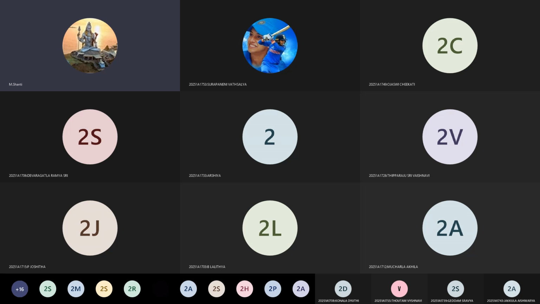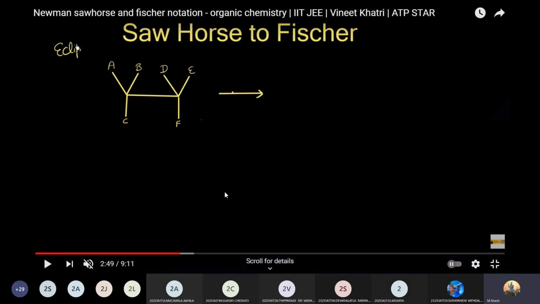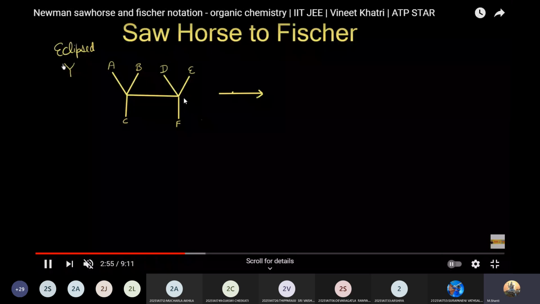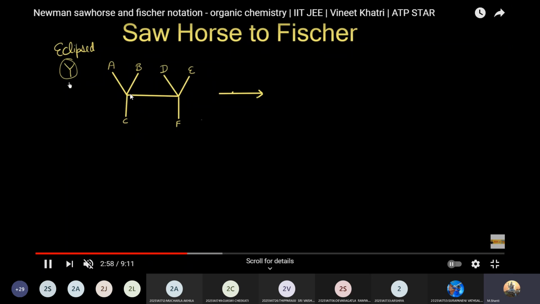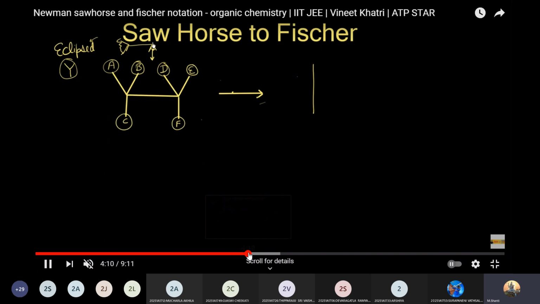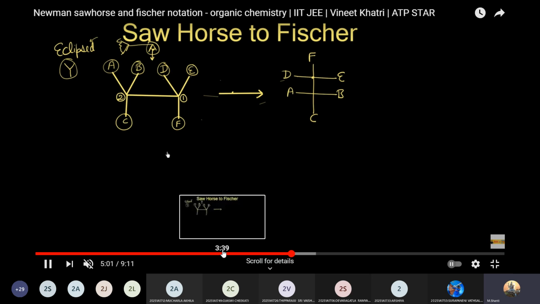That is the recap of yesterday's class. Here you can see there are two conformers. The first one is called the eclipsed conformer, because here both the Y's are superimposed one over the other. This is the first carbon, this is the second carbon. Now I'll show you another structure. Those substituents which are inclined towards the right direction would be represented as wedge projection.